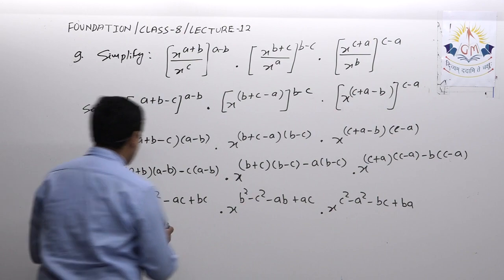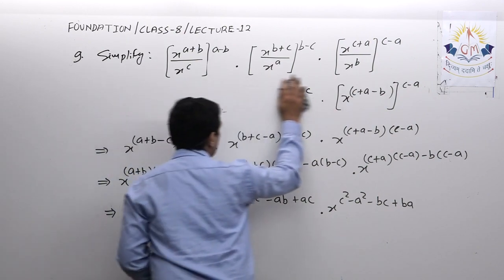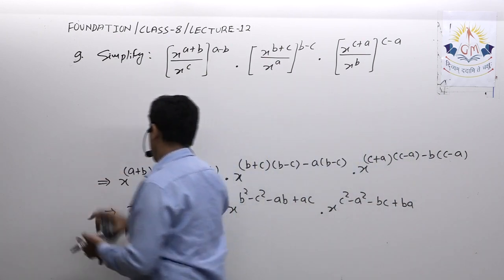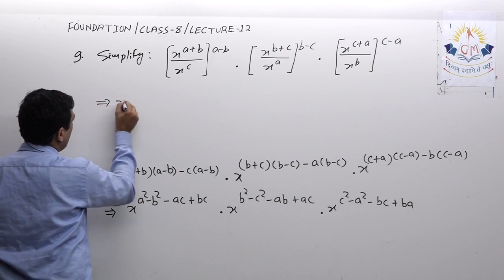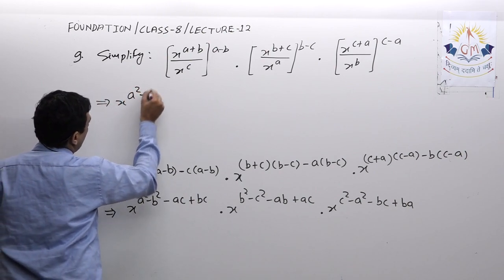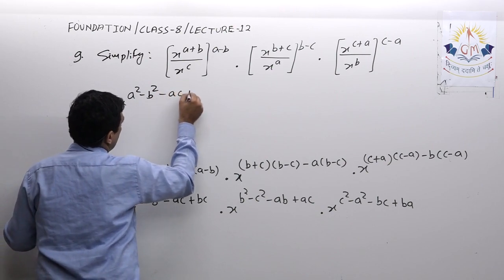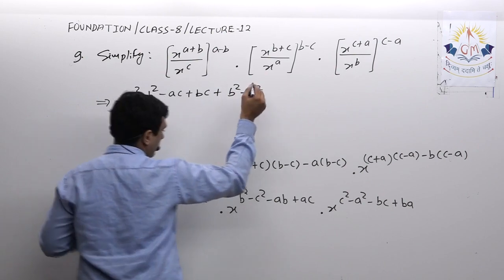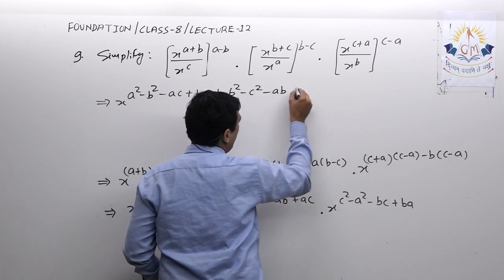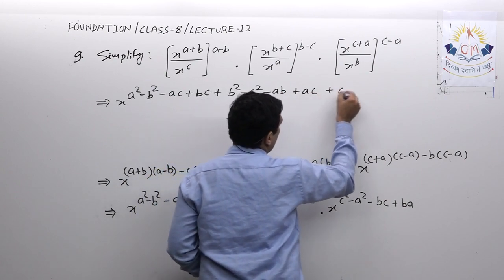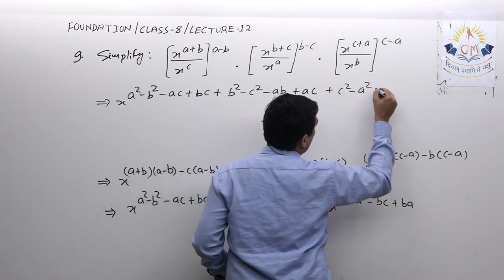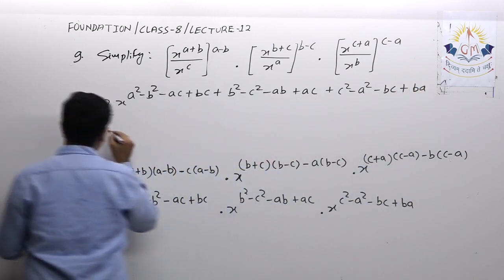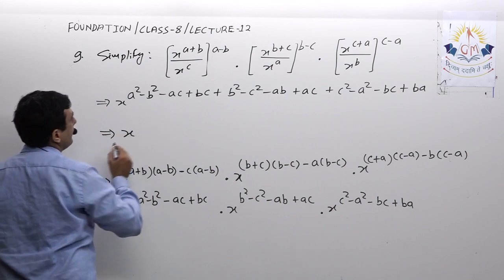Okay, so now in next step I'll apply the product law. So here I will get, therefore x raised to A square minus B square minus AC plus BC plus B square minus C square minus AB plus AC plus C square minus A square minus BC plus BA. So actually every term will cancel out each other.